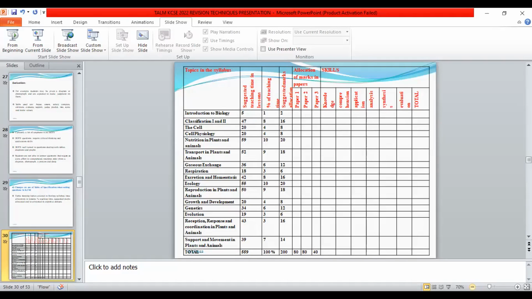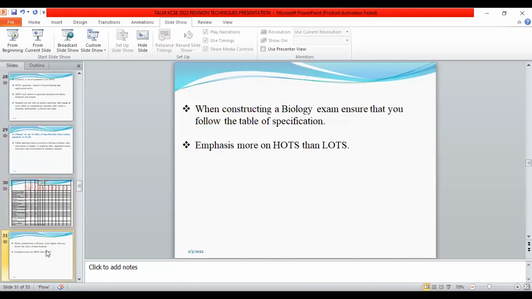What has changed is the level of what is being examined. So we are saying that this table of specification is very important because, next slide, it enables candidates to predict the areas to prepare for in the various papers. It also enables candidates and teachers to know the time to allocate to the various topics.